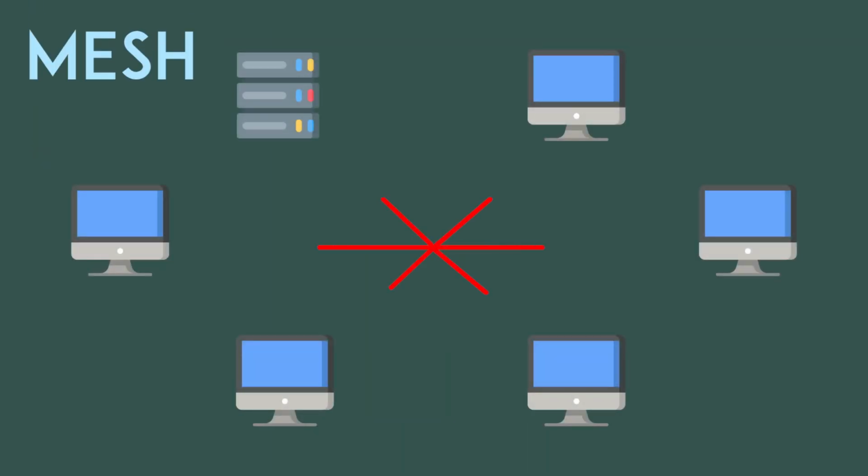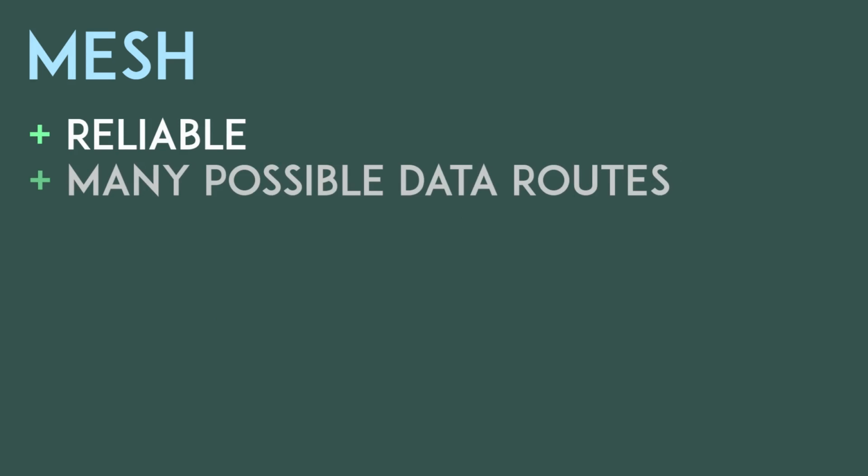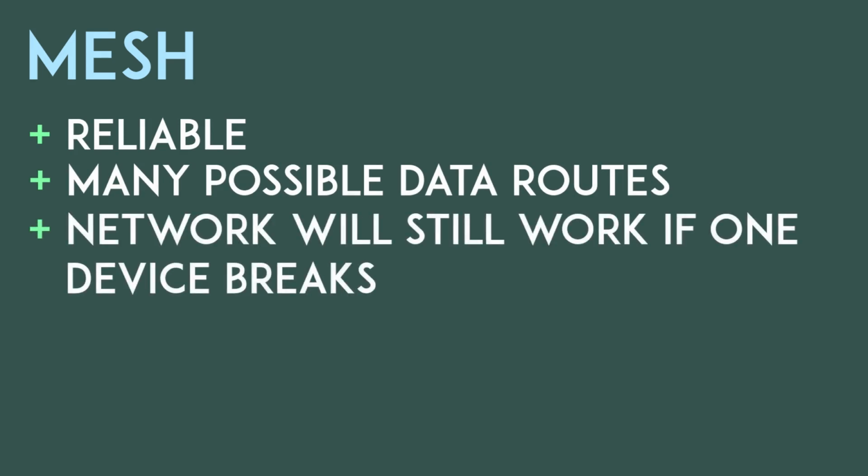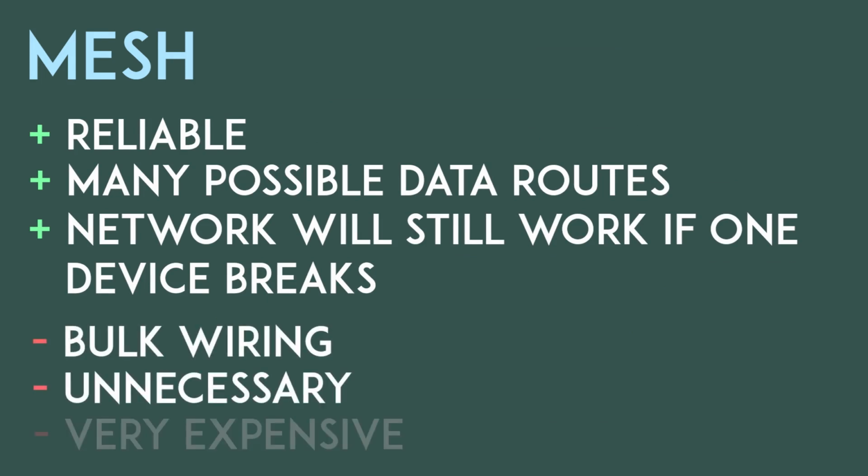In a full mesh network, all nodes are interconnected so that a node is connected to all others. There is also a partial mesh network where a lot of the nodes are connected to each other, but not quite all of them. Some positives are that it's reliable, data has many routes to take, and if one device fails, the others will still work. But some negatives are that there's bulk wiring, for the most part it's unnecessary, and it's also very expensive due to the amount of cables needed.